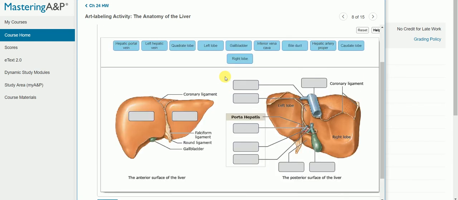Okay, that's as far as I'm going to go today. We didn't really cover much of this liver chapter yet.